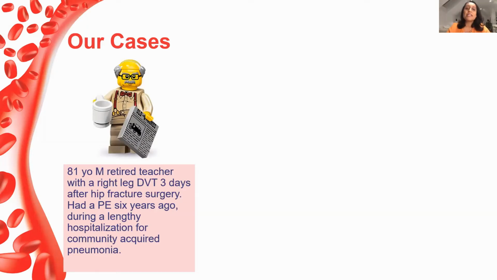When we met, he mentioned that he'd also developed a PE 6 years ago. He told me, this is not my first time at the rodeo. And at that time, he was hospitalized and bedbound with a bad bout of pneumonia. So what do we make of this new clot? Is it suspicious enough to raise red flags for an underlying thrombophilia? Now, certainly the fact that he had 2 clots is a little bit unusual.